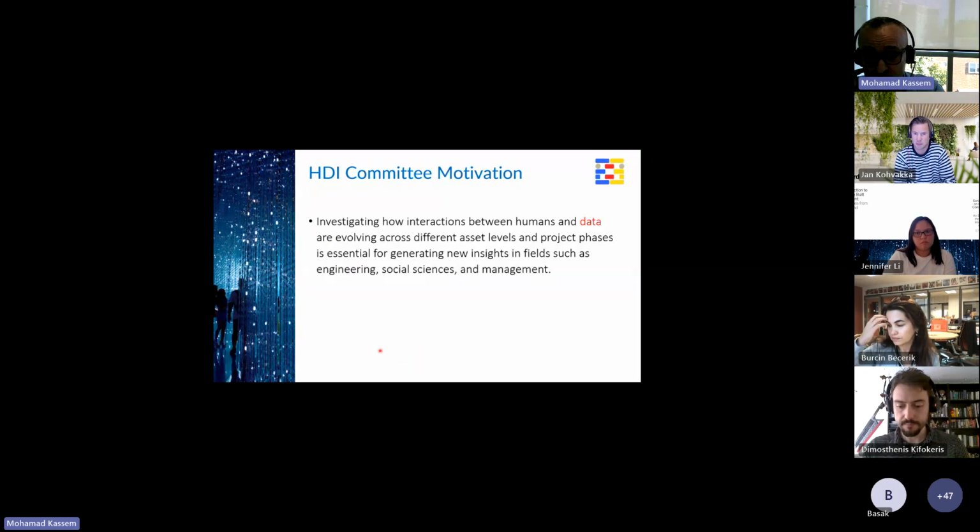So what's the motivation of the HDI committee, given all that I showed before? We started with simple statements about our motivation. We would like to investigate how interaction between humans and data is changing. And we would like to do that at different asset levels, those I mentioned before, and project phases, so design, build, and operate. And this is really key. We can unlock various insights in fields such as engineering, social science, but also management.